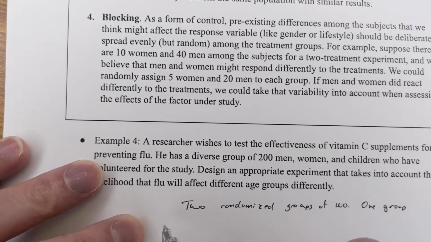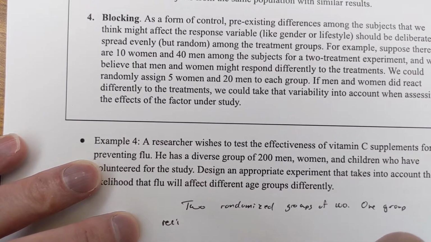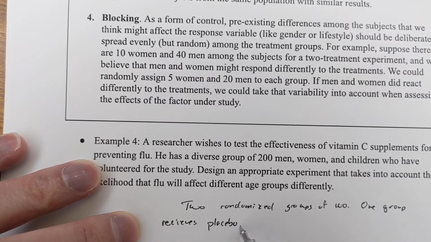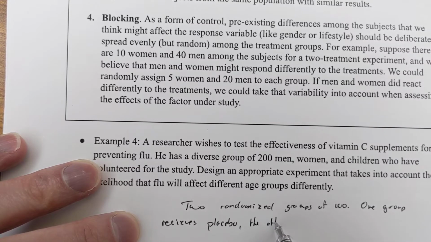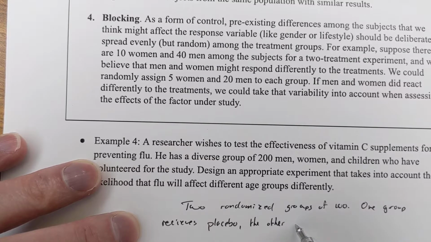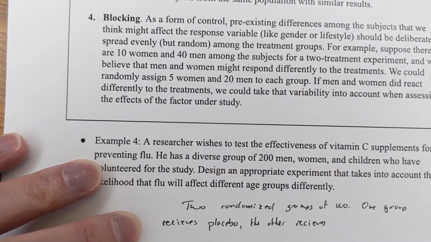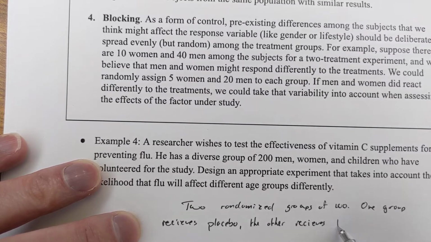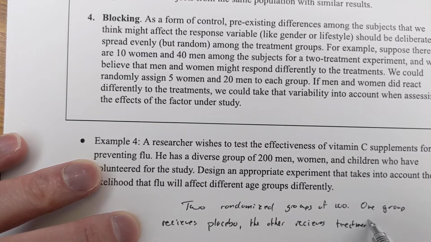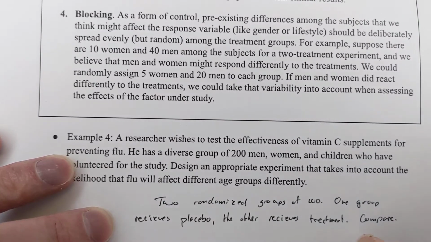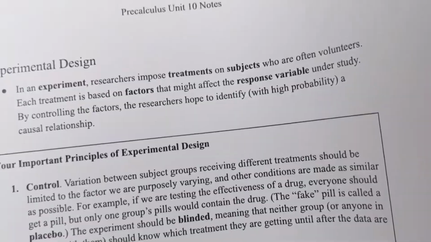One group receives the placebo. The other receives the treatment. And then compare. Since you randomize them, you're controlling for age and things like that.